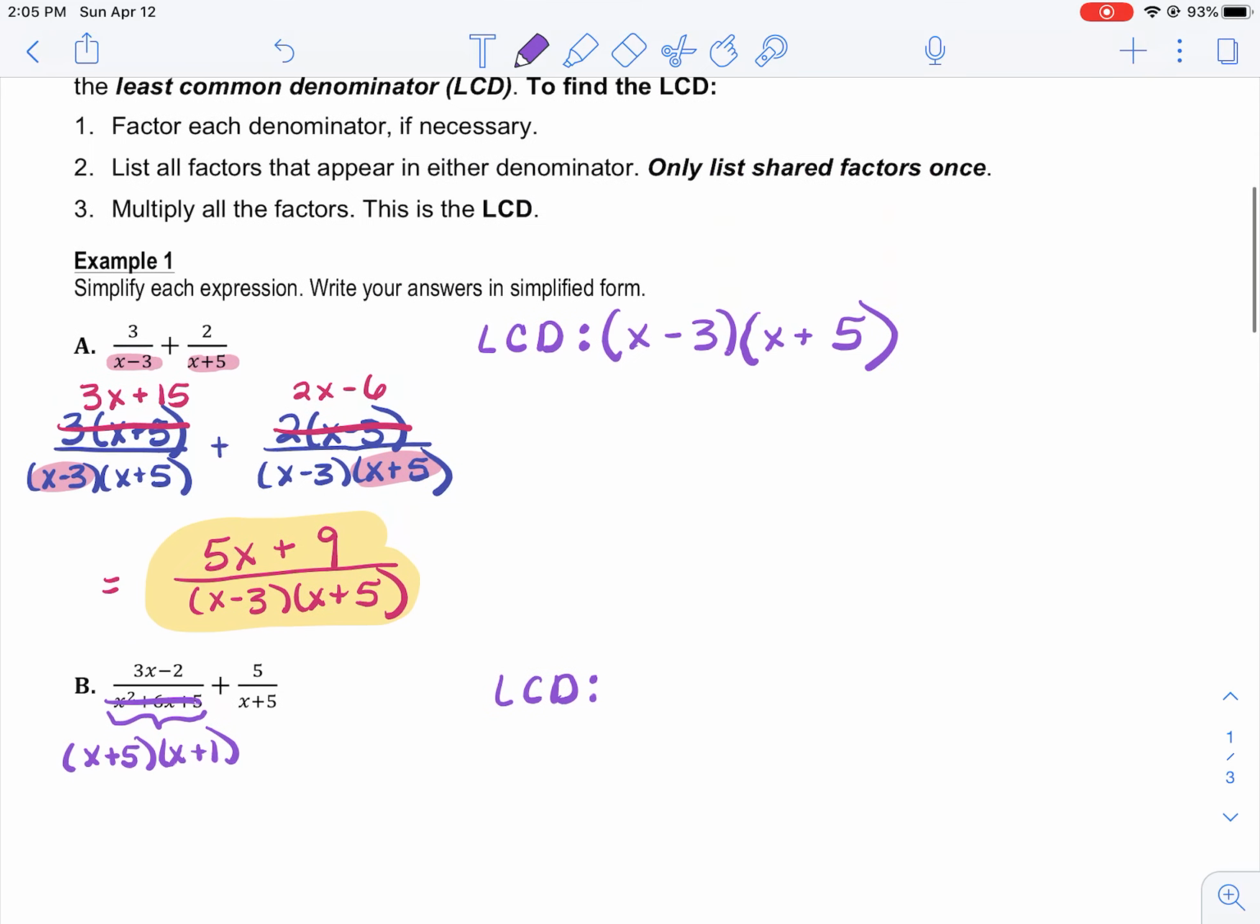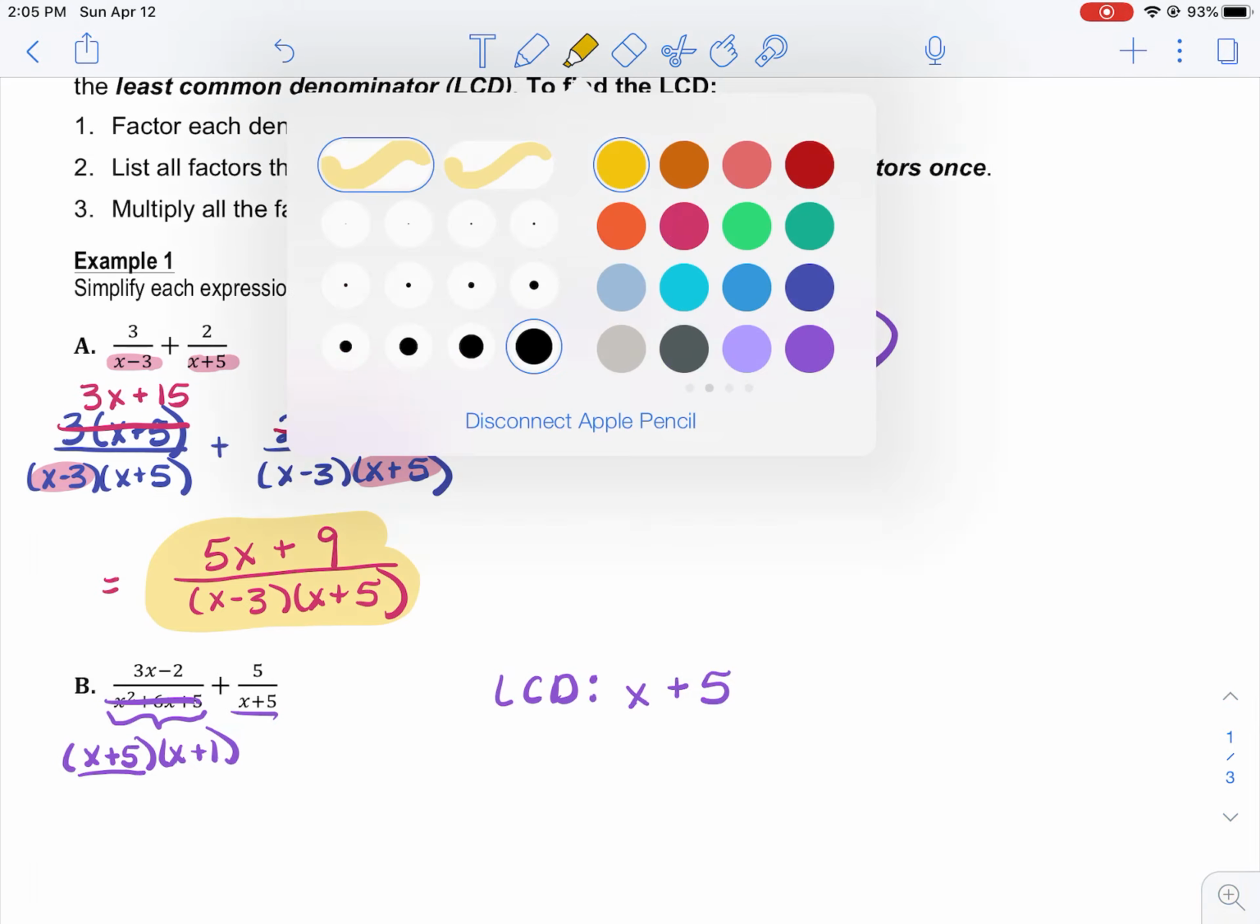Okay, so if I look at step 2, it says list all factors that appear in either denominator. Only list shared factors once. Okay, so what that means is that x plus 5 is a shared factor. We have an x plus 5 here and we have an x plus 5 here. So when we list that in our LCD, we're only going to write it once.